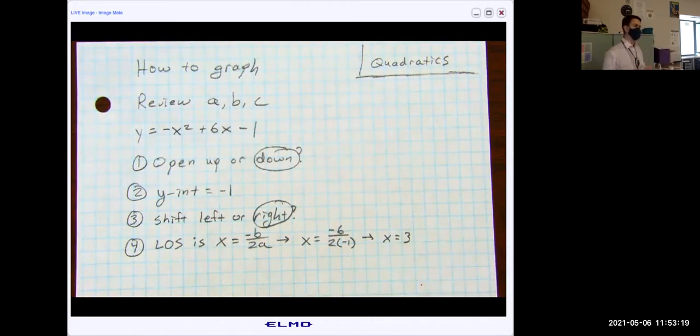You don't have to write out this check every time you do it, but this is the check that goes on in your head to make sure you graph it right. When you graph it, it should be centered around 3. It should open down. It should be shifted to the right. The y-intercept should be -1. All these things are true. Okay. Any questions so far?